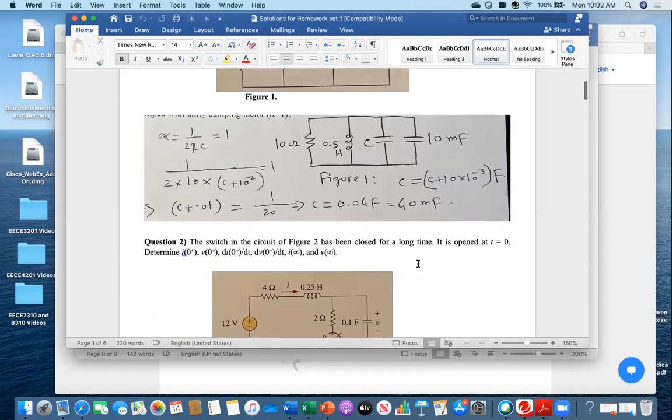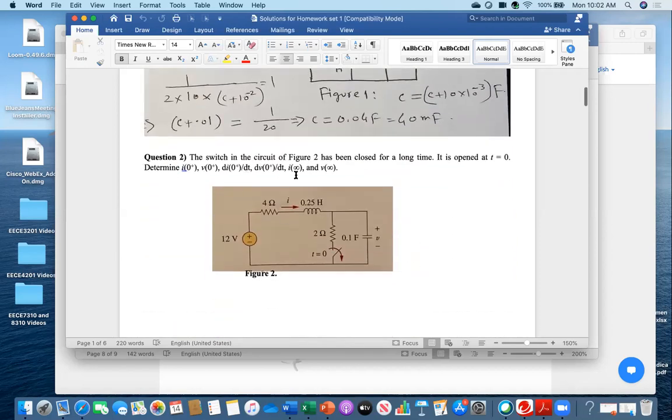Yes. Okay. The next question: the switch in the circuit of figure 2 has been closed for a long time. The switch was closed and it is opened at t equal to 0. Then determine I0 plus, V0 plus, di/dt at 0 plus, dv/dt at 0 plus, I infinity, V infinity. So I infinity, V infinity means after a very long time, after the transient has happened. That is the meaning.